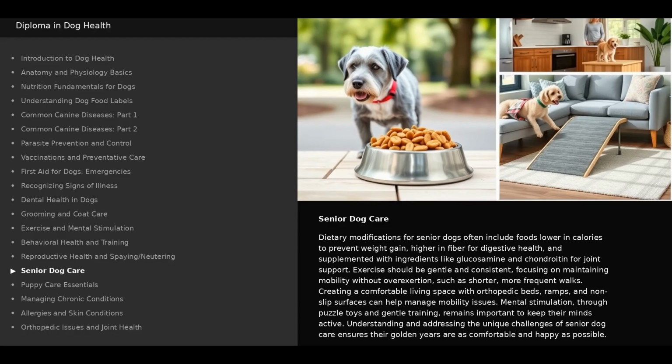Mental stimulation, through puzzle toys and gentle training, remains important to keep their minds active. Understanding and addressing the unique challenges of senior dog care ensures their golden years are as comfortable and happy as possible. This dedicated attention makes a significant difference.